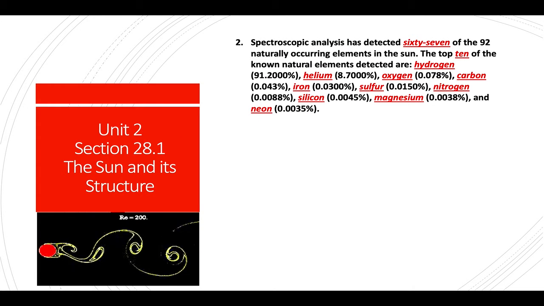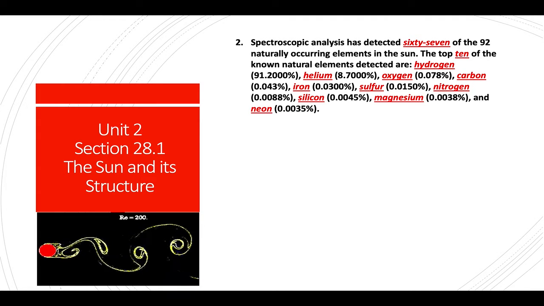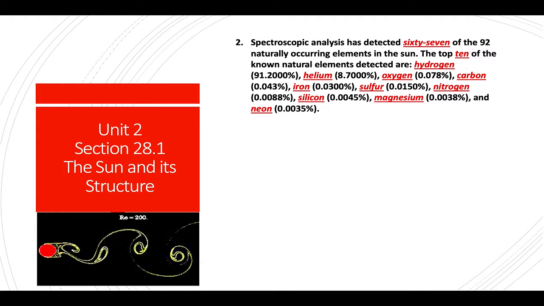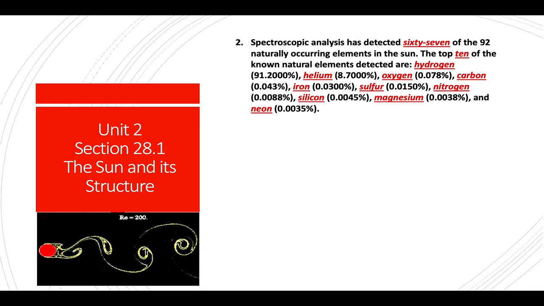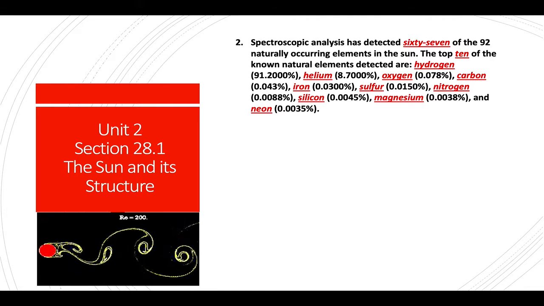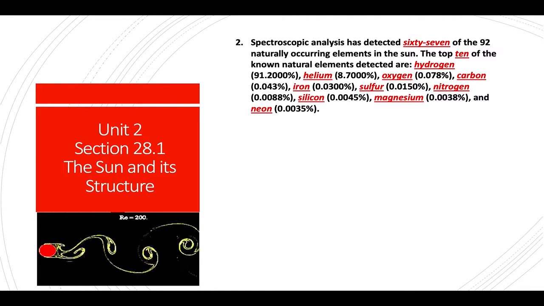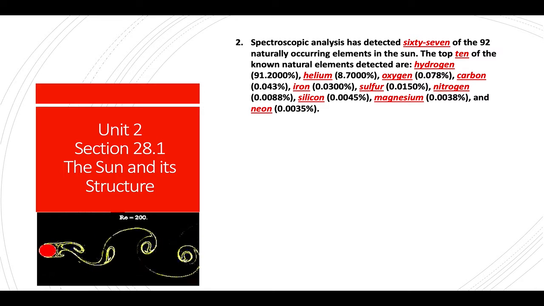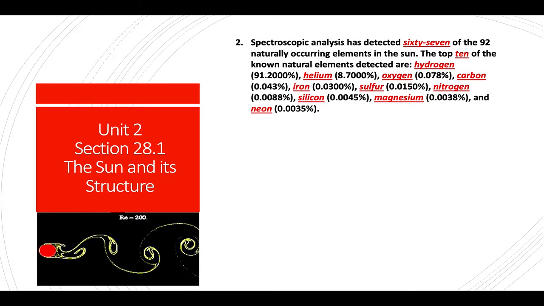From a spectroscopic analysis, in other words, using the spectral, which we're looking at bright line and dark line, mostly in dark line analysis, we have detected up to 67 of the 92 naturally occurring elements in the Sun. Previously we talked about 91, but there are now 92 through lead.